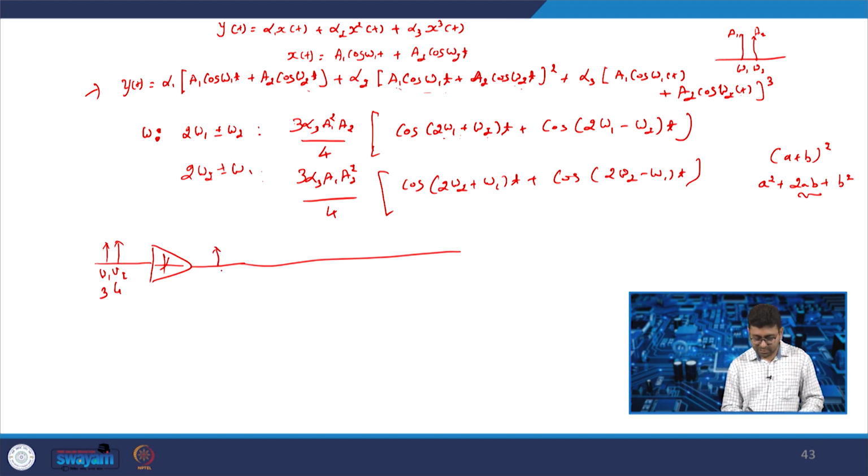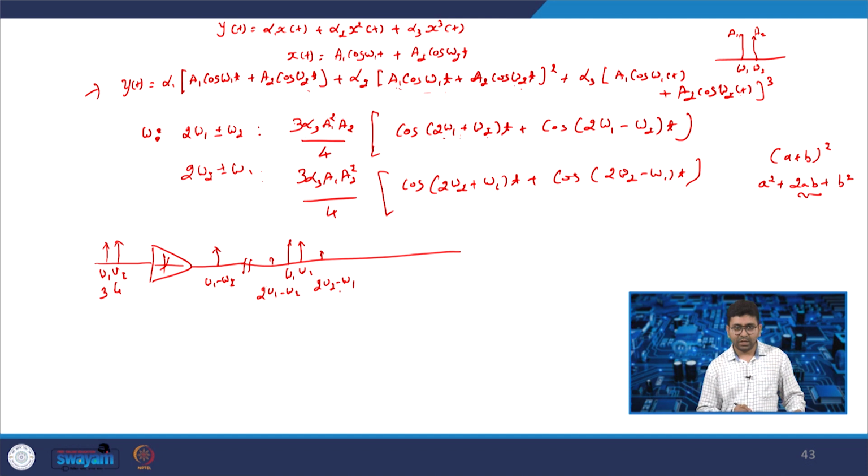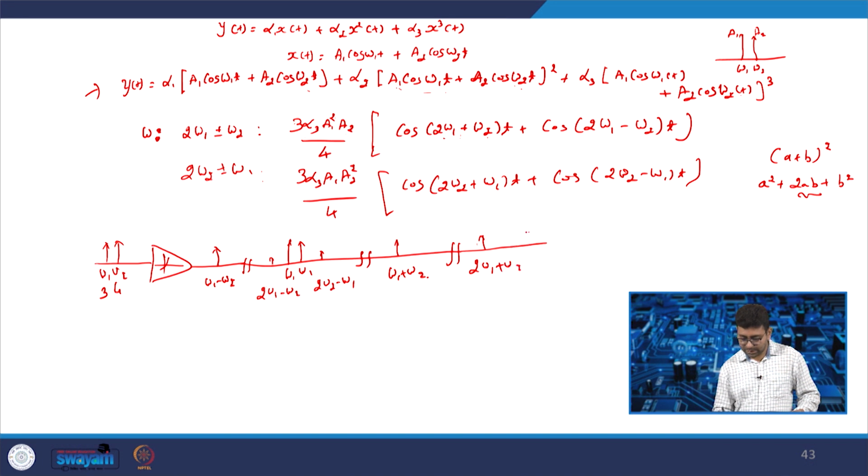So, the first component that you will get is omega 1 minus omega 2, and after a very high frequency you will get omega 1 and omega 2, and then there is 2 omega 1 minus omega 2, this is 2 omega 2 minus omega 1, and again you will get omega 1 plus omega 2, and further you will also get 2 omega 1 plus omega 2 and 2 omega 2 plus omega 1. So, what are the omega 1 omega 2 components? We will also write it down, the omega 1 omega 2 component.